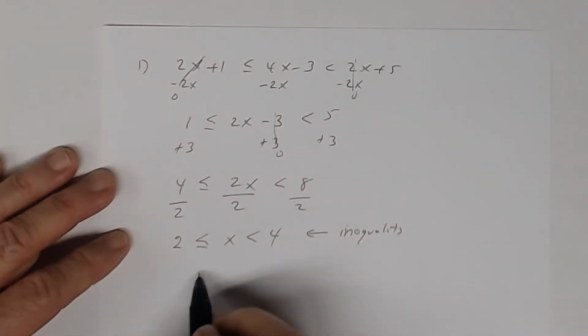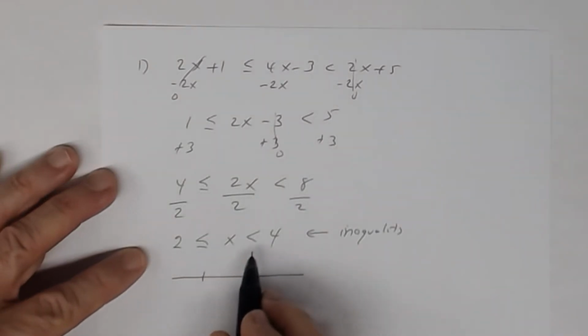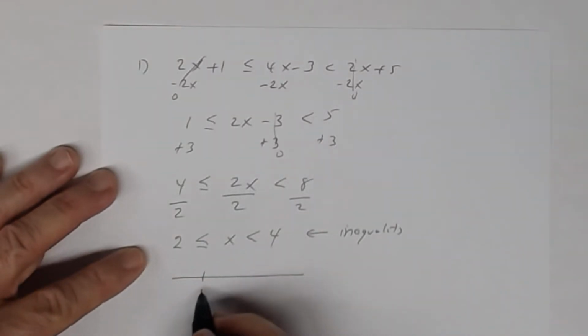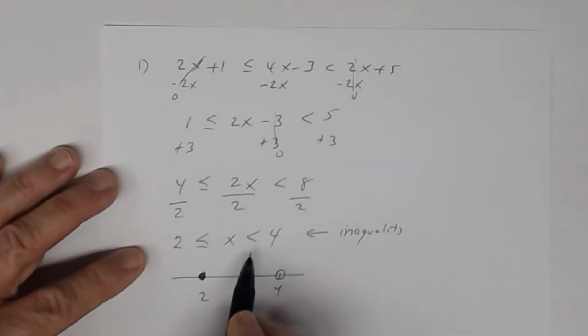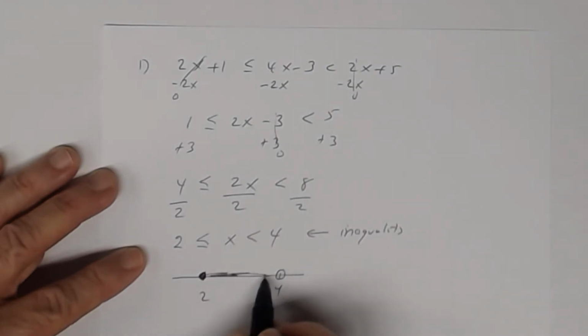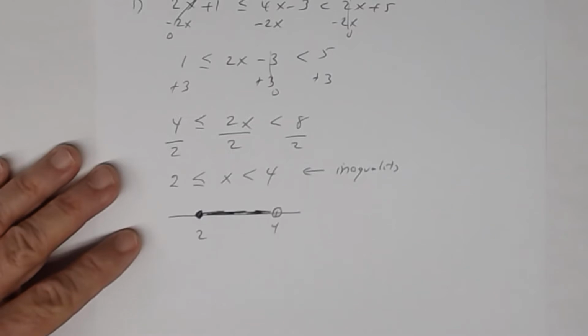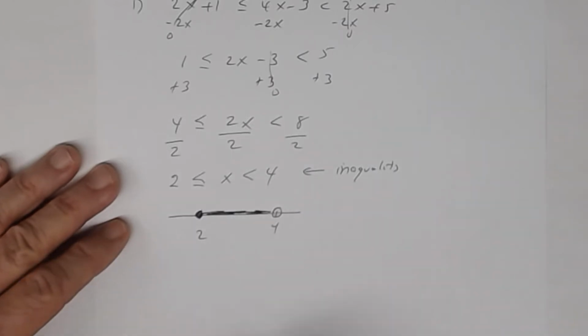Now we're going to graph it. So for the graph, make sure you put it in order. So 2 comes first and then 4. So 2, 4, closed circle on 2 because of the equal sign, open circle on 4 because there's no equal sign, and every real number between them. There's an infinite number of real numbers between those two numbers. So there's your graph.